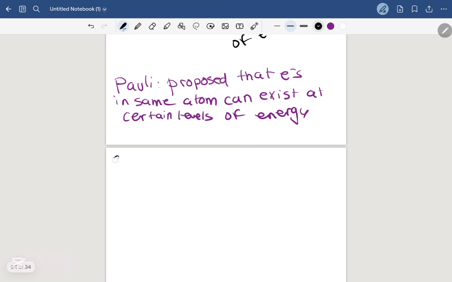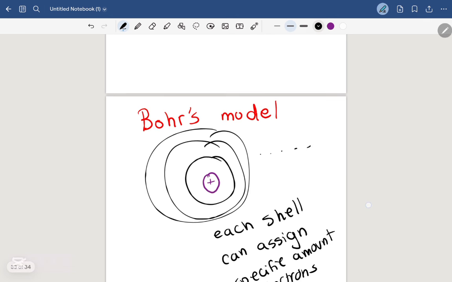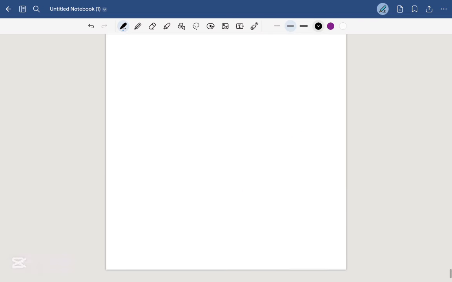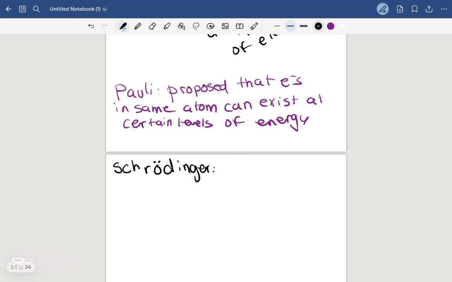Now we move on to another scientist. We have a lot of scientists. This scientist, his name is Schrödinger. Okay, this is how we spell it. He stated that maybe shells or orbits of electrons. So let's go back to Bohr's model. As you can see in Bohr's model, he drew a bunch of shells, and he said that each shell can assign a specific amount of electrons. But then Schrödinger came and he said that electrons carry a specific amount of energy, the same thing as what Pauli said.